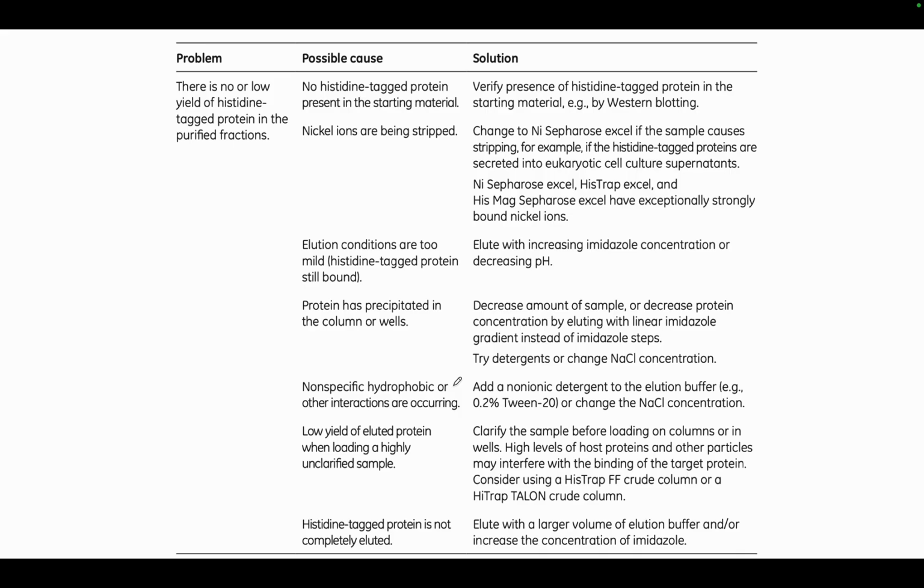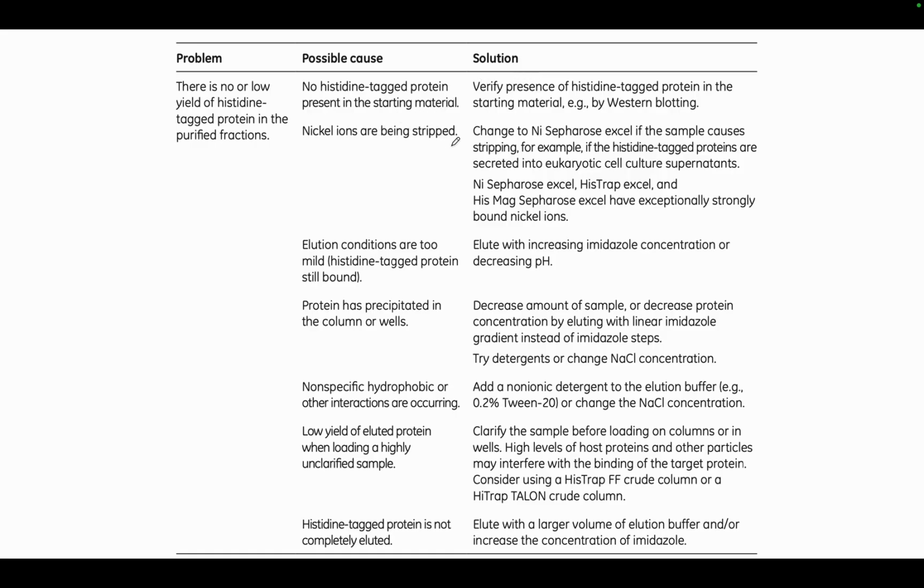Now, if there are some issues you're facing in your nickel NTA chromatography, what could be the reasons? Here, there is low yield of the protein in the purified fractions. So what could this be? There's no protein in the first place. That means maybe the protein was not expressed in the first place. So if this is the case, then you should go back and make sure that your protein is being expressed properly. And you can do that quite easily by Western blotting.